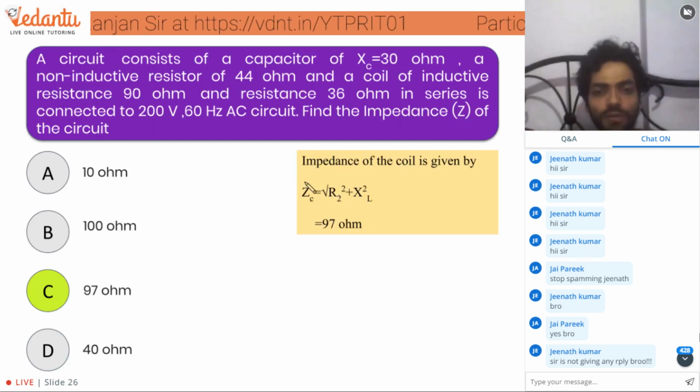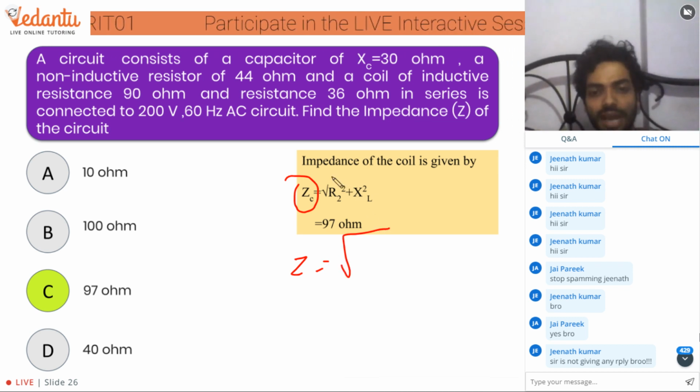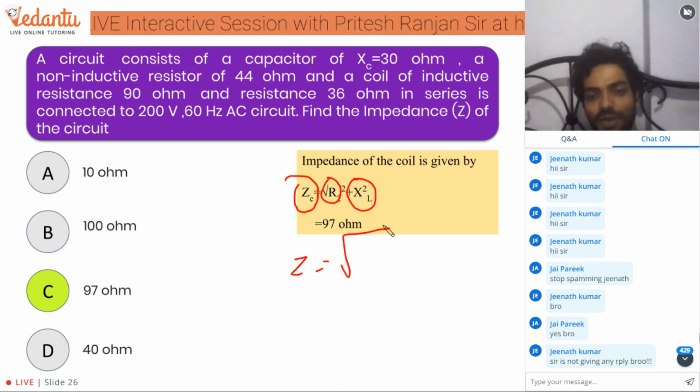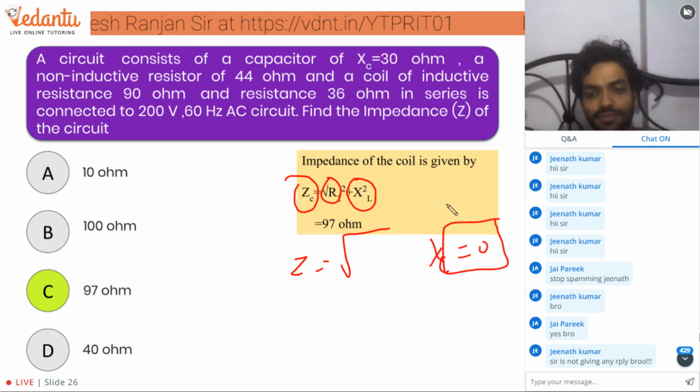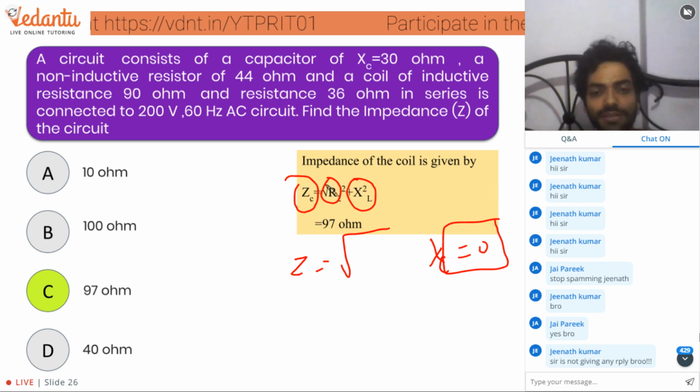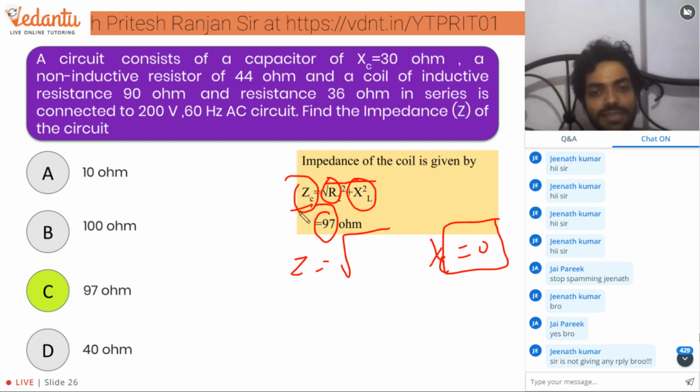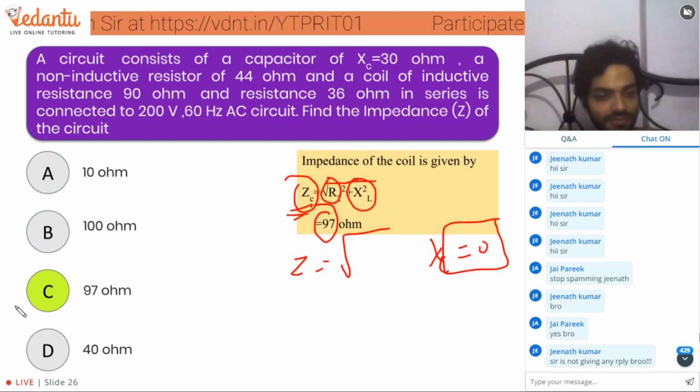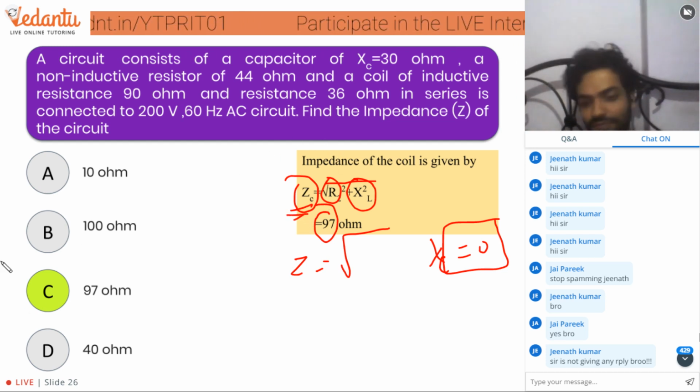So what value of Z will we get? We will get the value of Z as root under R square plus XL square. There is no capacitance being observed here, so the C value will be 0, guys. So we get Z as root over R square plus XL square. When you put the values of XL and R, you get 97 ohm as the impedance of the circuit. So C is the correct option.